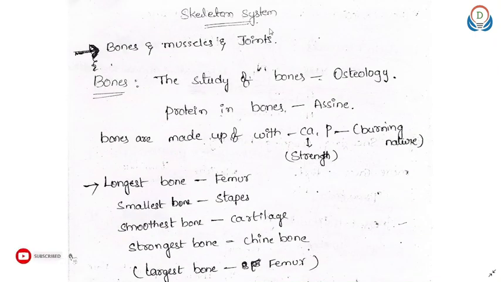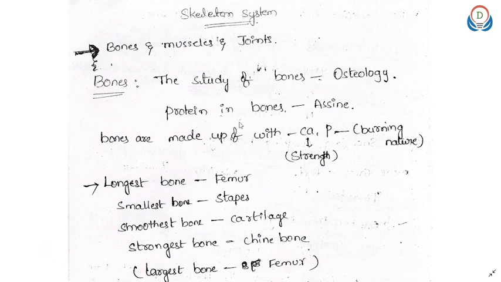Skeleton system. Now I'm going to tell about the skeleton system. Bones, muscles and joints. The study of bones is called osteology.